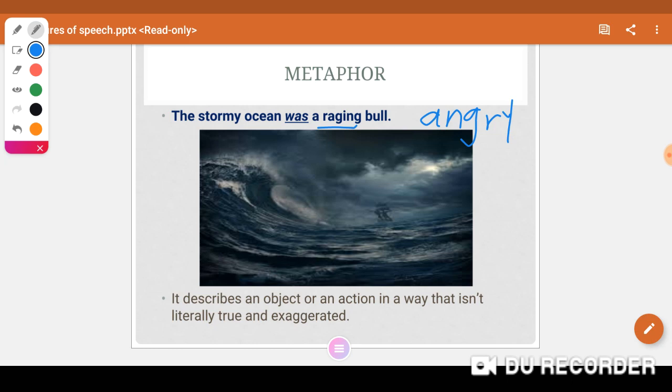So what's a metaphor? It describes an object or an action in a way that isn't literally true and is exaggerated. Exaggerated means I'm representing it in a larger way that is not true, as we said. Of course, the ocean here is not a raging bull, but I'm describing it that way to show how the waves were very huge and strong.